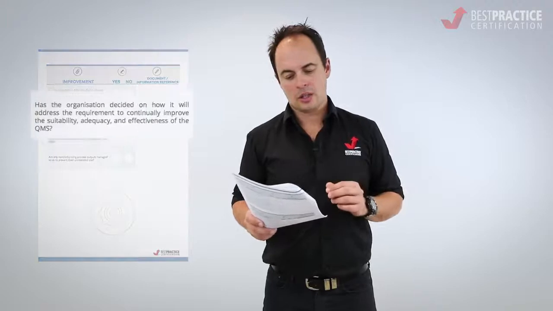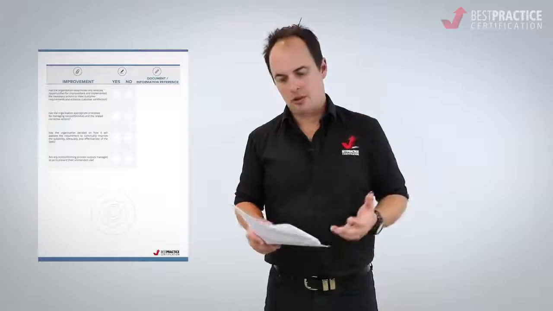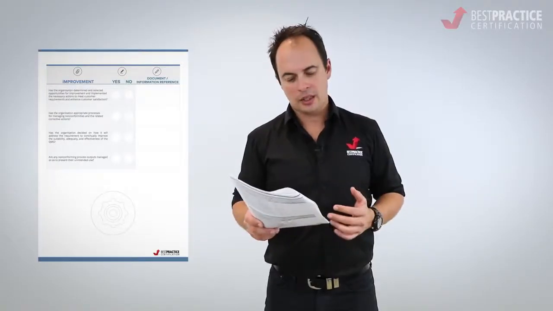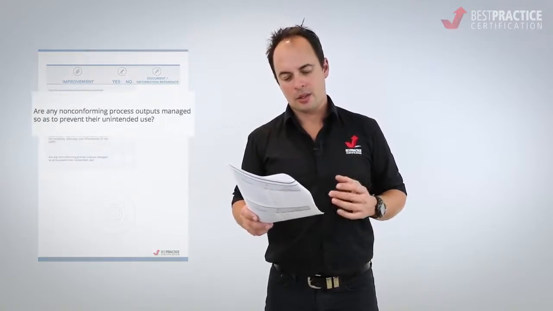Has the organisation decided how it will address the requirement to continually improve the suitability, adequacy and effectiveness of the system? Now the quality management system, the system you use to implement your business plan, what have you identified to do to improve the system, to simplify the system, to simplify your business? What are those opportunities to make it more efficient, to make it more fun, to make it simpler and let it grow?